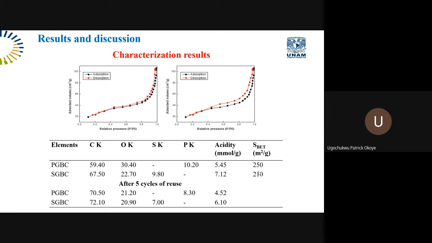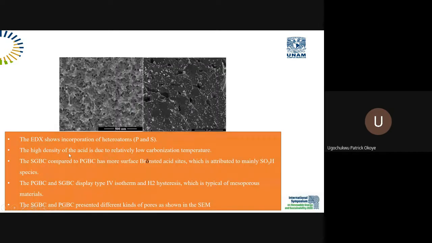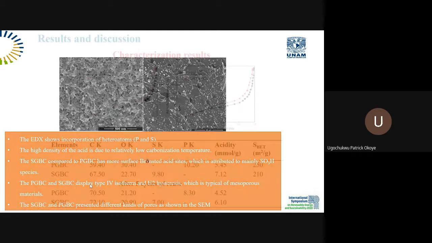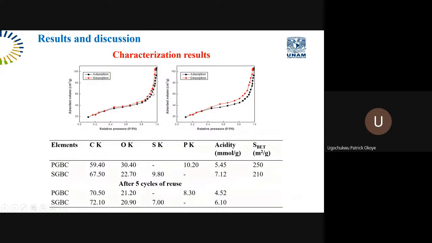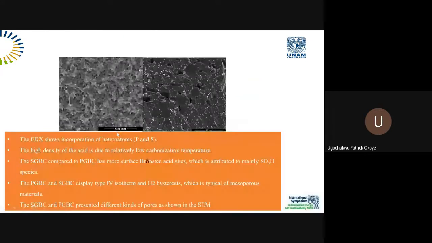Also, we have seen evidently that some elements of sulfur and phosphorus were incorporated and the acidity was really enhanced. So, the high density of the acid is due to the relatively low carbonization temperature. And also these materials that we used have more Bronsted acid sites, which are attributed mainly to the sulfonic acid group species and the phosphonic group species. Also, the isotherm here is type 4 isotherm with H2 hysteresis, showing that it is typical of mesoporous material.